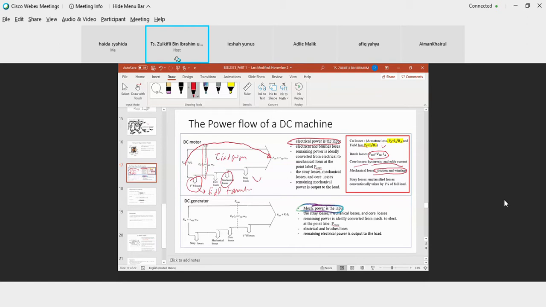Those three losses ni adalah losses yang kita tak boleh nak kelaskan dia dalam mana-mana kategori, sama ada brush atau core atau mechanical. So you still have the losses tapi tak tahu kita nak classify dia dekat mana. Then we call it stray losses lah. So anything can happen lah, maksudnya stray mana-mana lah. But still, conventionally the stray losses are taken as only 1% of the full load.